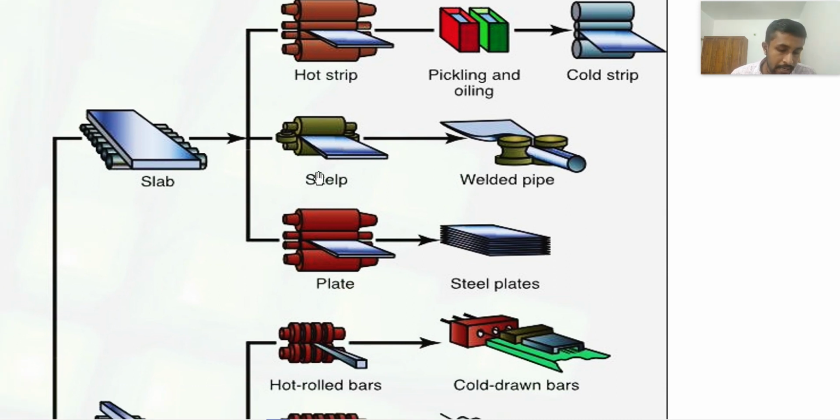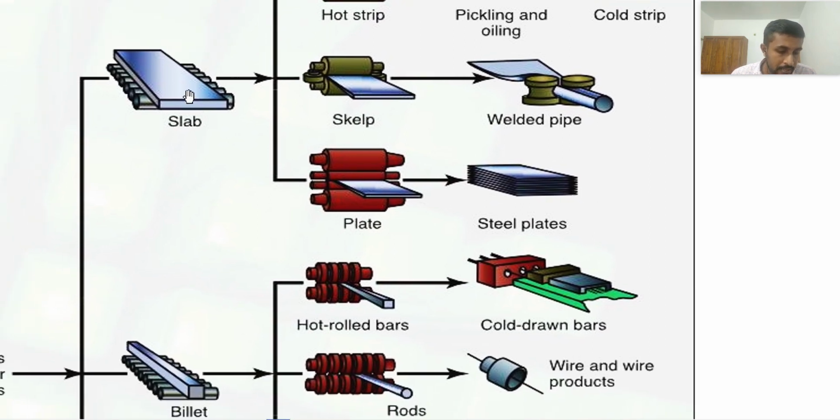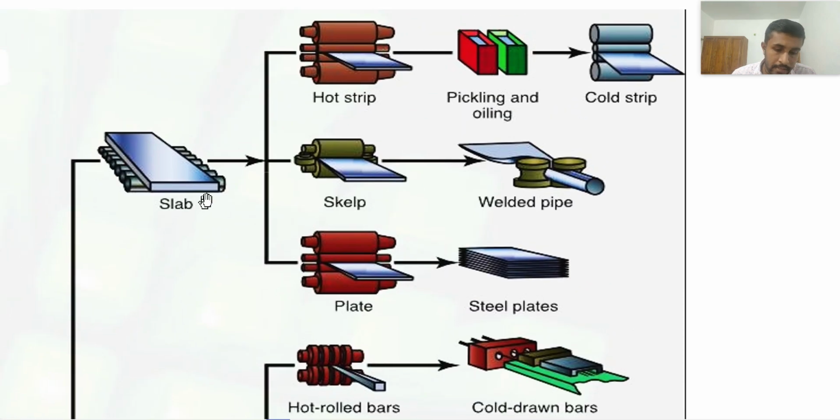See this, first we make a sheet or strip by the rolling process, then we use this type of roller. This is also a roller. When it passes through this roller, we can make welded pipes also using the rolling process. And first we convert the slab into plate using the rolling process. Then this is the steel plate. It can be used for different applications. So these are the different products, strips, pipes, plates, etc. that we can make using this slab material.